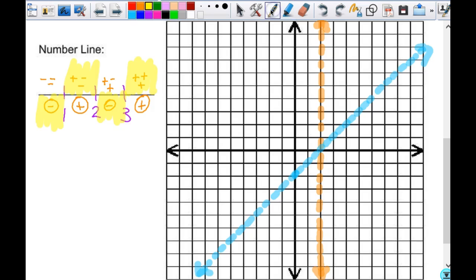Then I'm going to plot the points that I have. I have a root at 1 and at 3, and then my y-intercept is 0, negative 3 halves. It kind of looks like it touches the asymptote, but it doesn't, because the asymptote goes right there. I just made it thick.